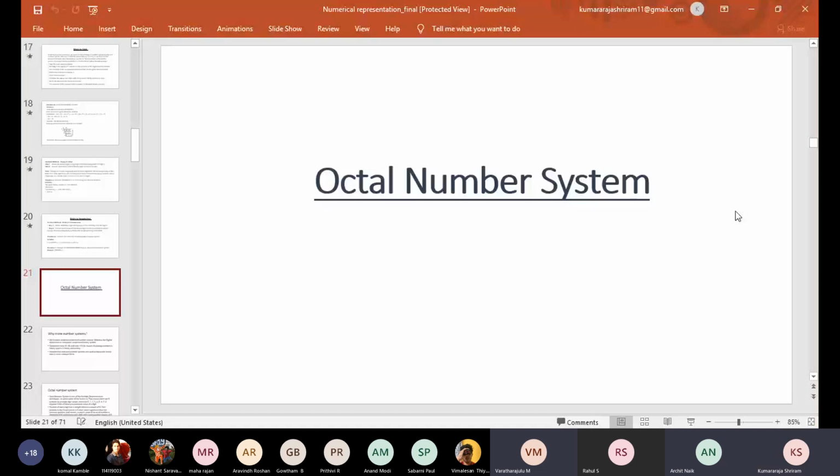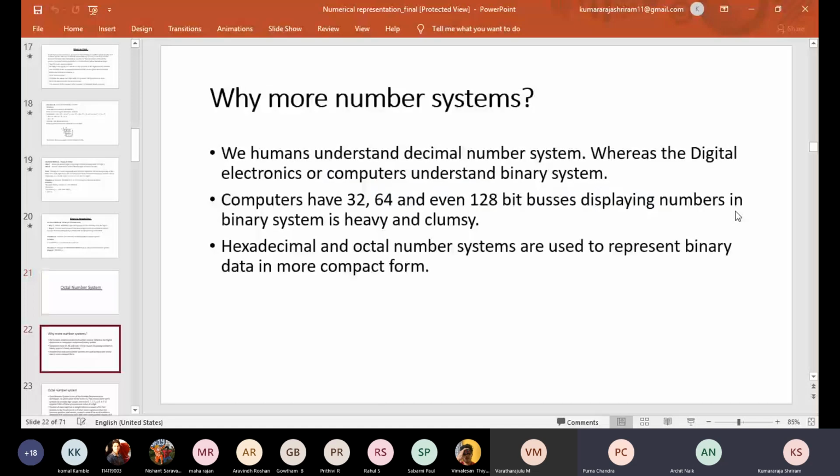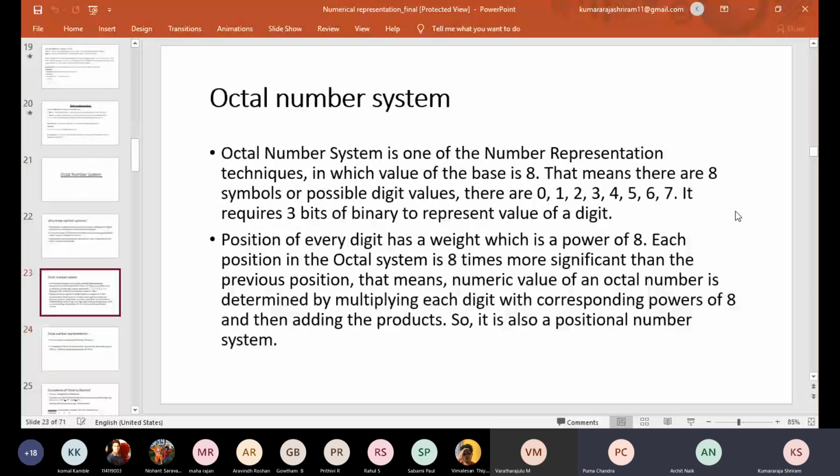Okay, I'm Purna Chandra. I'll be explaining about the octal number system. Next slide. We get a doubt: why more number systems? We humans understand the decimal number system, whereas digital electronics and computers understand binary. So why more? Computers have 32, 64, and even 128 bit buses. Displaying numbers in the binary system is heavy and a little clumsy. So hexadecimal and octal number systems are used to represent binary data in a more compact form, which will be easy for the output.